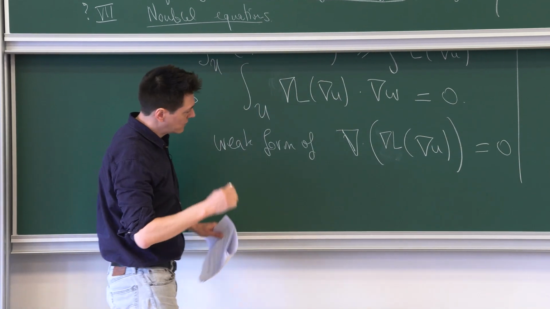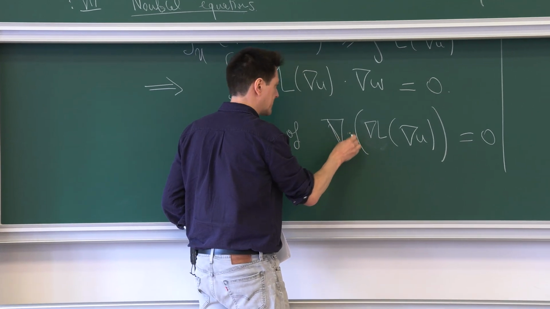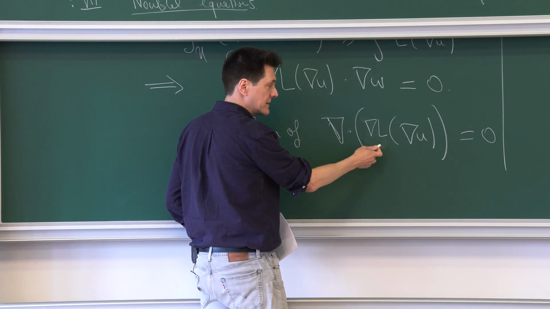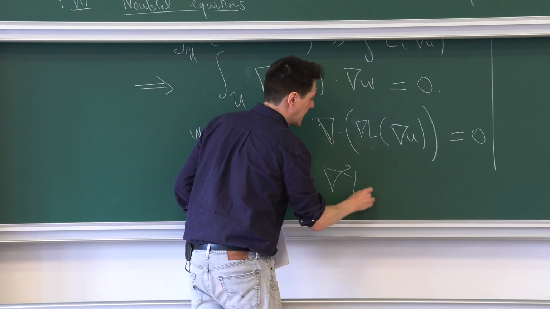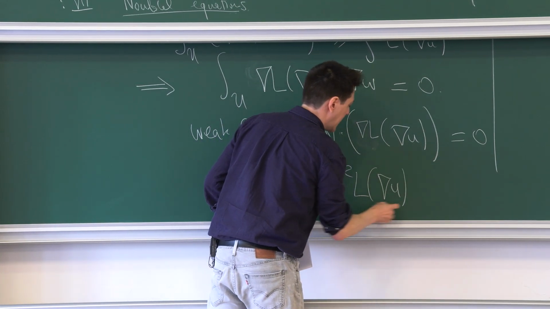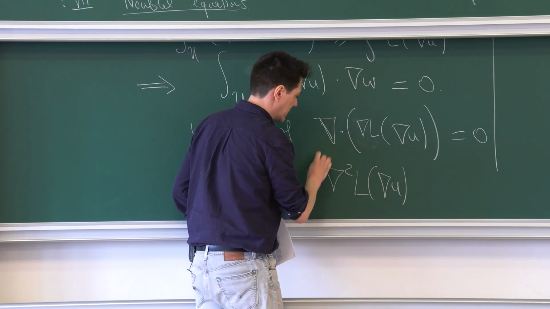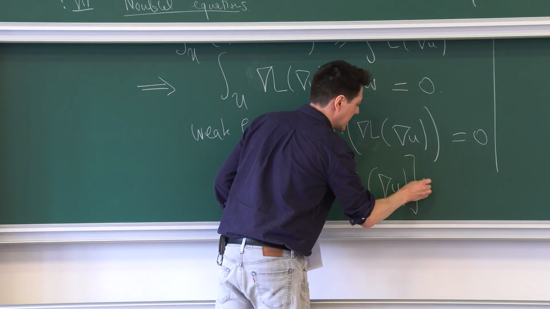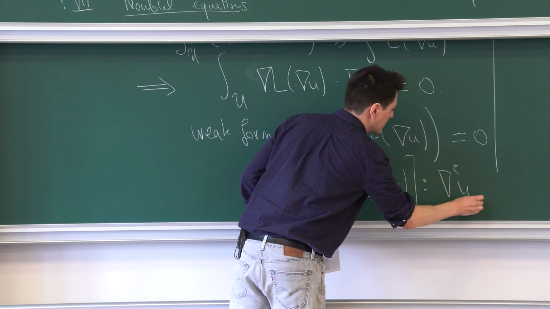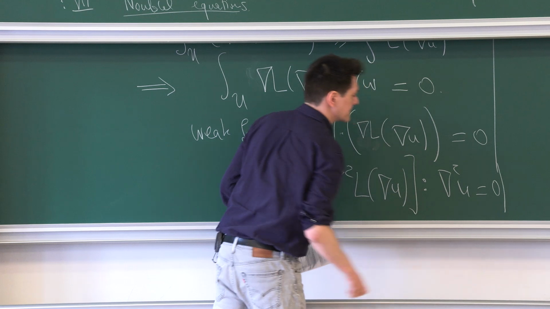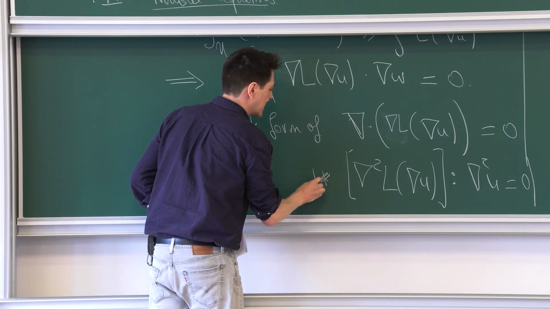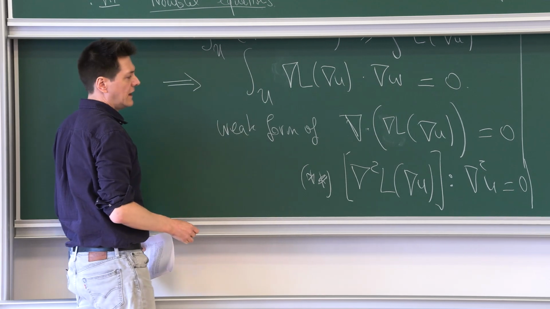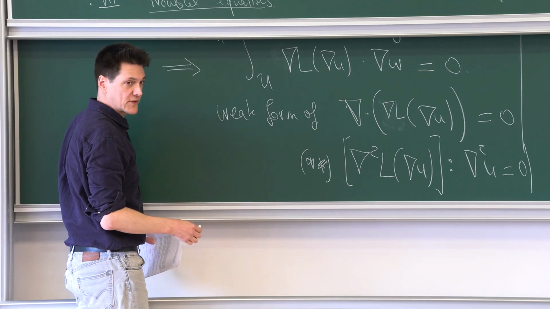Let's write it once more in a slightly more explicit form. In fact, if I expand, it means, chain rule, that I have the second derivative of L at the gradient. Now this whole thing is a matrix, and I contract it with the second derivative of U. So that is my Euler-Lagrange equation in general, and that is a non-divergence equation.